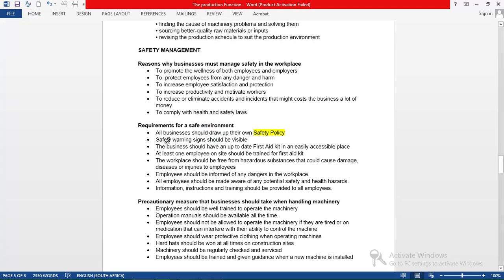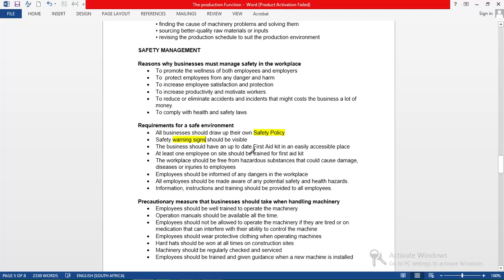Also, warning signs. In the business, there should be warning signs. You know, all those different kinds of warning signs, right? Signs that say danger, or stop, or no entry, or this is a fire extinguisher. All those kinds of signs are very important because they highlight and help you to see how you can manage any dangers, and also where you are supposed to go if there are any dangers. All those exit points and those signs that you put are very important, right?